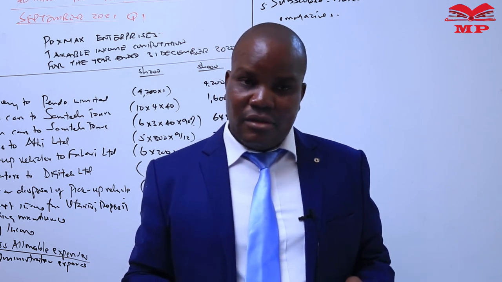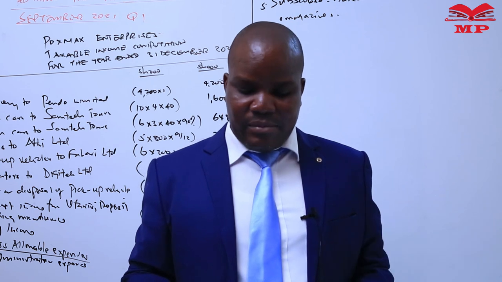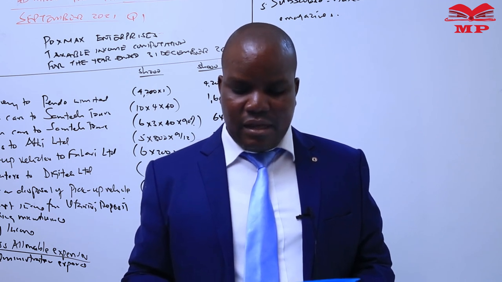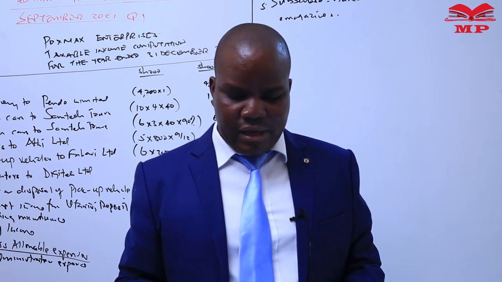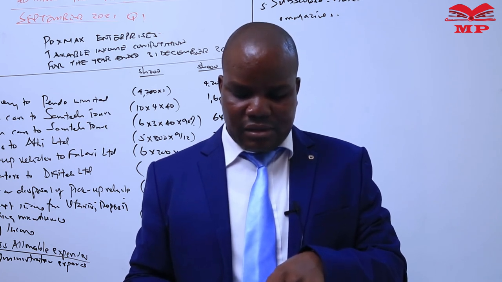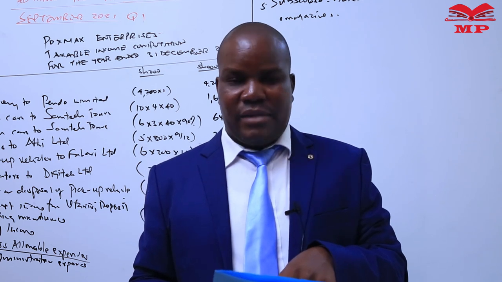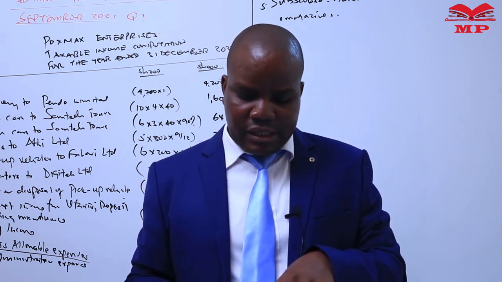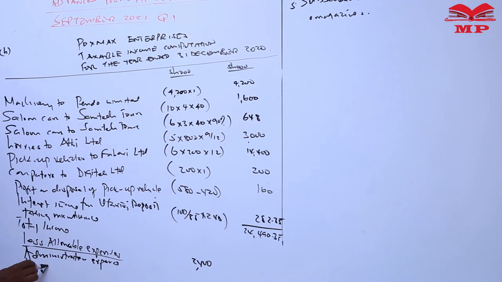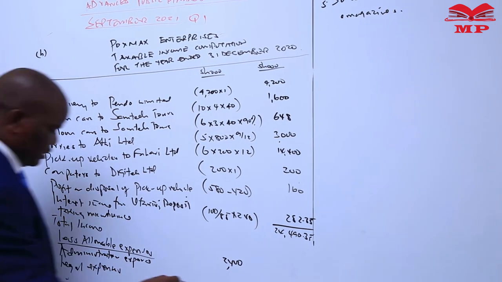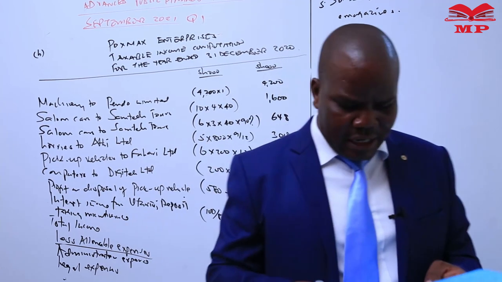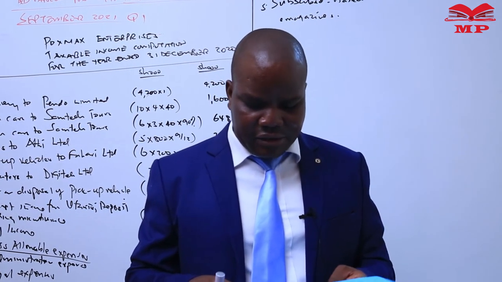Now, we know it is illegal to breach a contract. And so, any legal expenses incurred as a result of a trader or a taxpayer being in breach of a contract will be a disallowable expense. So, what we do here is simple. Total legal expense, we are told, is 240,000 shillings, out of which 100,000 shillings was in respect of breach of a lease agreement. So we only allow the difference between 240 and 100. So we write here legal expenses. So we take 140.